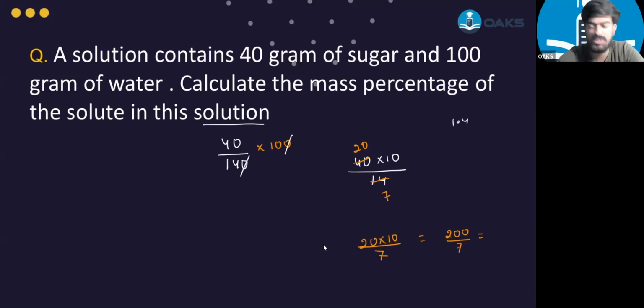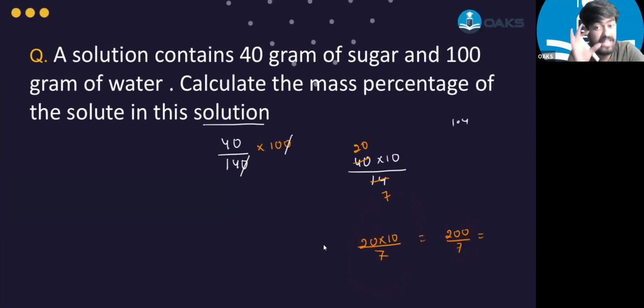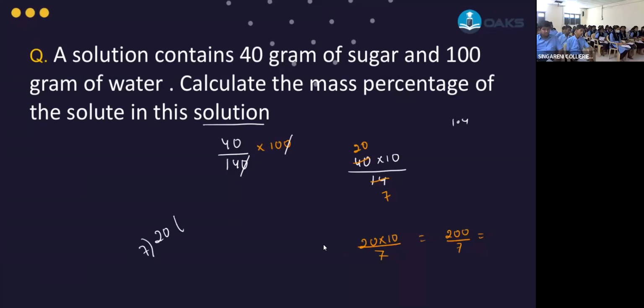Anyone who knows how to solve this question quickly, so that it will take less time to solve this calculation? Try it. Instead of doing 200 upon 7, we can also do 20 upon 7, and whatever answer we get, we'll just multiply it by 10. That can also be done, right? See, how can we reduce the calculation time? We have 20 into 100 divided by 7. So instead of doing 200 divided by 7, can we do 20 divided by 7?